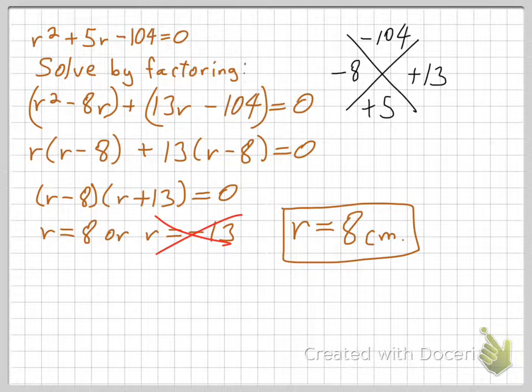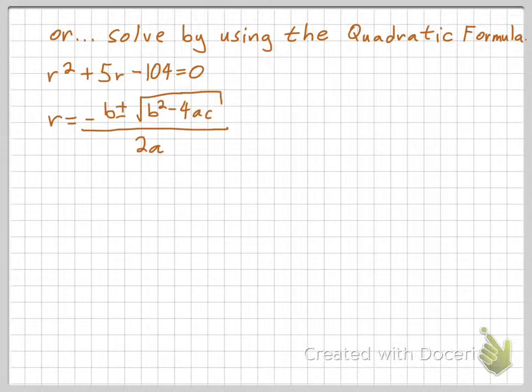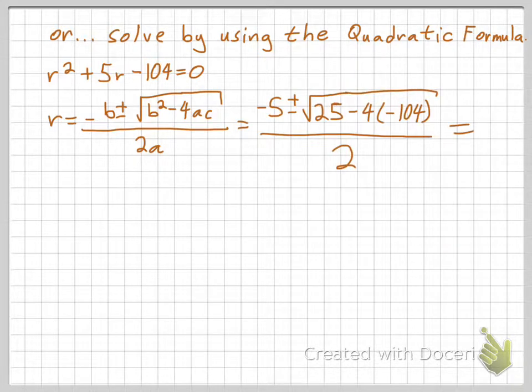I'm going to do the exact same problem again, starting with this quadratic equation, but this time I'm going to solve by using the quadratic formula. Okay, so here's my original equation again, r squared plus 5r minus 104, and here's the quadratic formula. The generic form of the quadratic formula is negative b plus or minus the square root of b squared minus 4ac all over 2a. Alright, and then plugging in the values, if the number in front of the r squared is my a, that means a is 1, and b is positive 5, and c is negative 104.